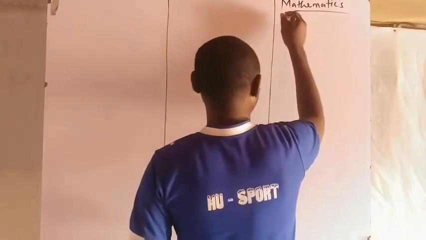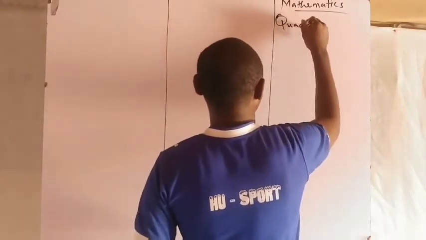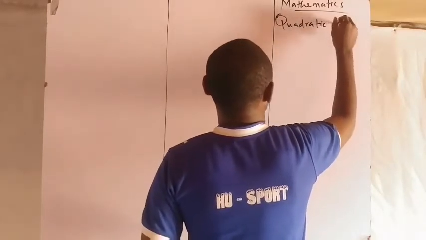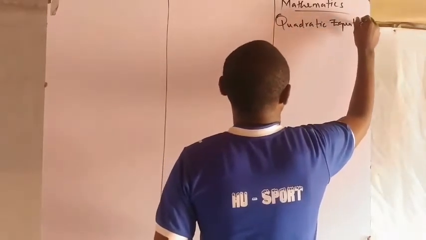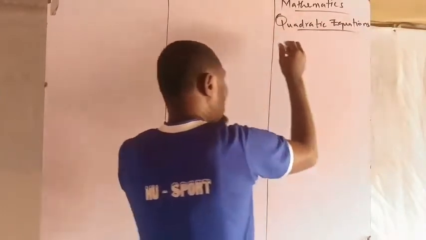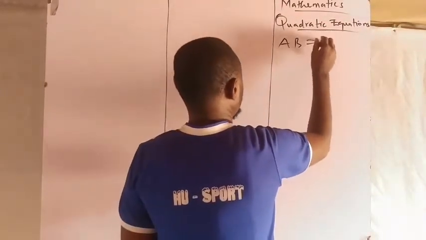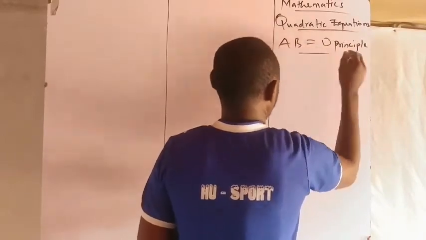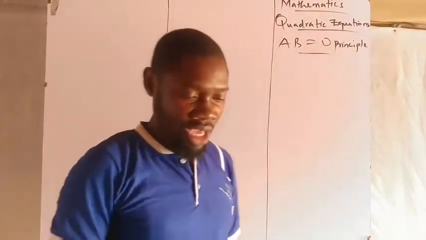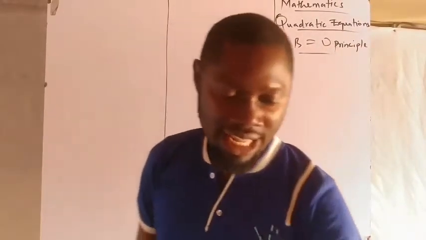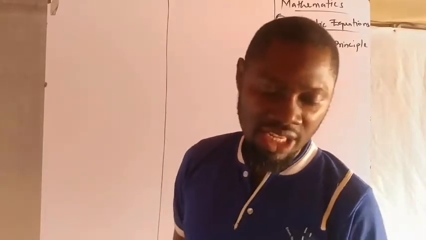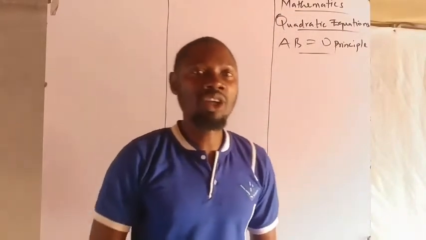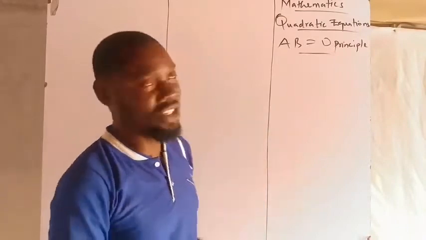Today we're looking at a different aspect of quadratic equations. We'll be looking at the AB is equal to 0 principle. The AB is equal to 0 principle is what we want to consider today in our class. It's a simple principle.